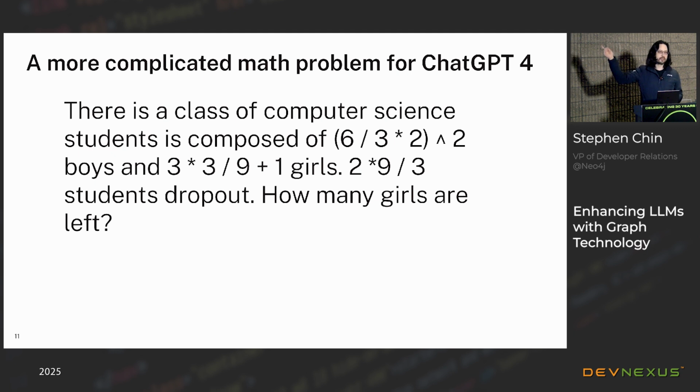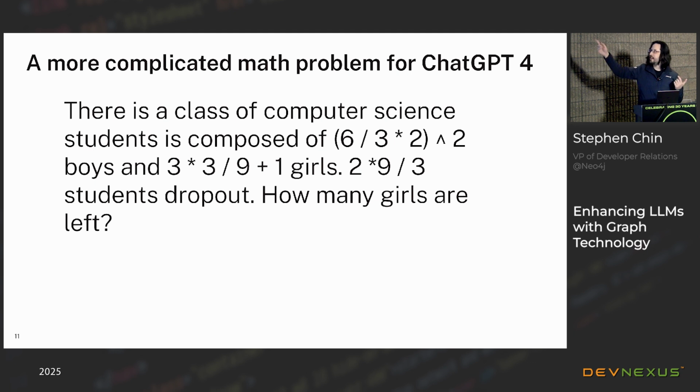Now, actually, ChatGPT-4 does get the previous question correct. But then I made the problem a little bit harder. Okay, so now the computer science students composed of 6 over 3 times 2 to the second power boys, 3 times 3 over 9 plus 1 girls. 2 times 9 over 3 students dropped out. How many girls are left? So all I did is make the math a little trickier.